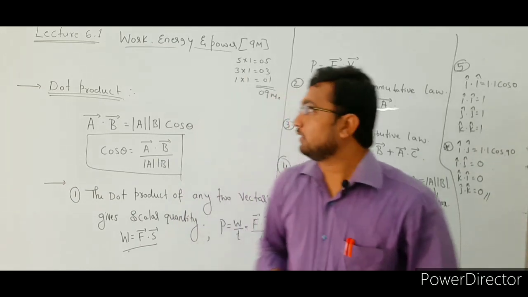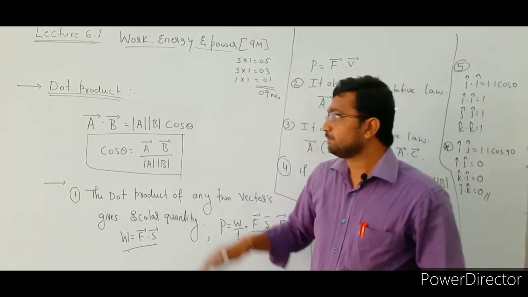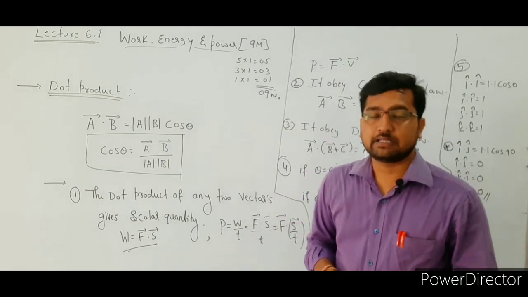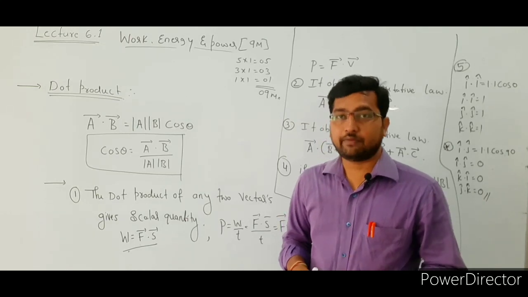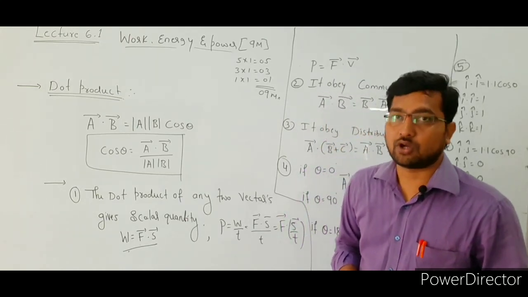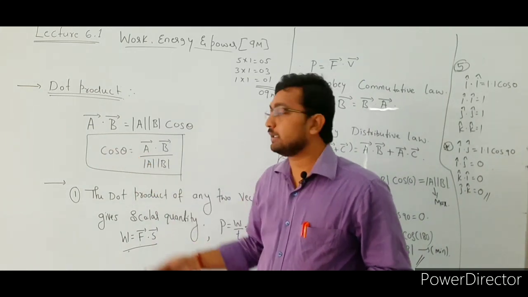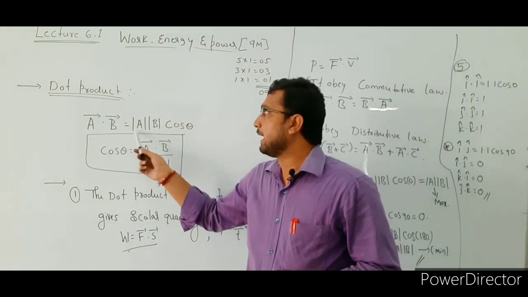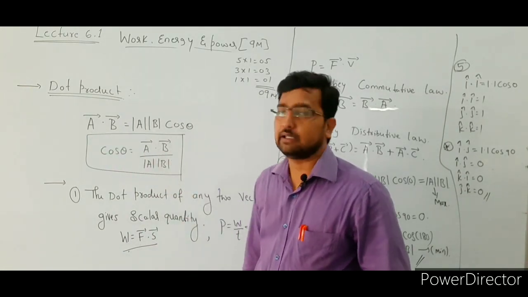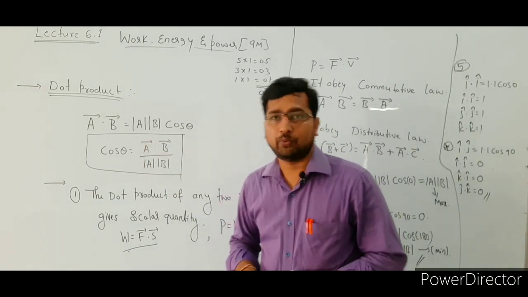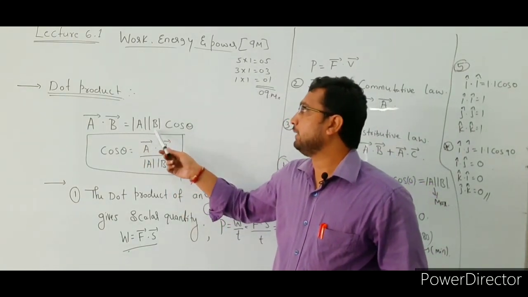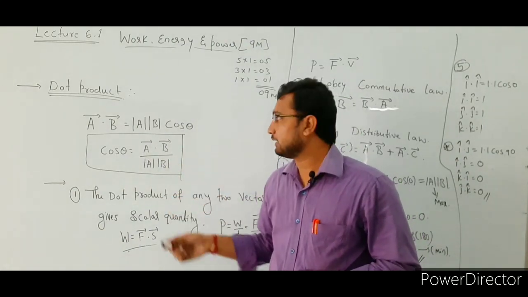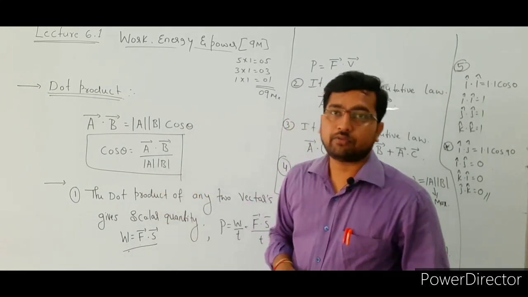See here, the first one: what do we mean by the dot product? The dot product of any two vectors is defined as the product of their magnitudes and the cosine of the angle between them. That is the definition of a dot product. Here we consider two vectors, A vector and B vector. The dot product of these two vectors is equal to the magnitude of the first vector into the magnitude of the second vector into cos of the angle between them. That is magnitude of A into magnitude of B into cos theta. So from this relation, cos theta is equal to A vector dot B vector divided by magnitude of A into magnitude of B.